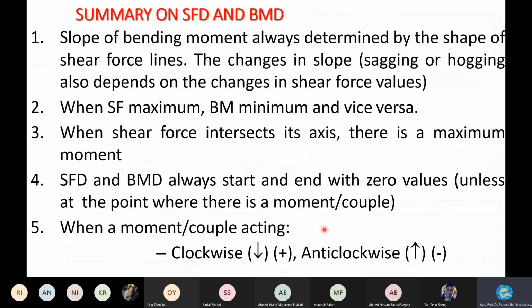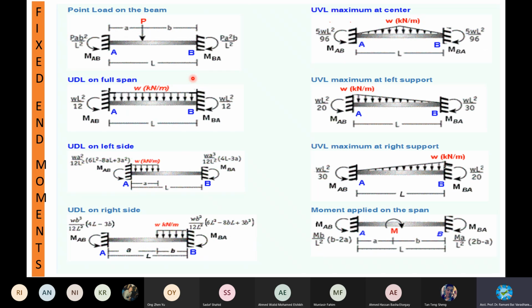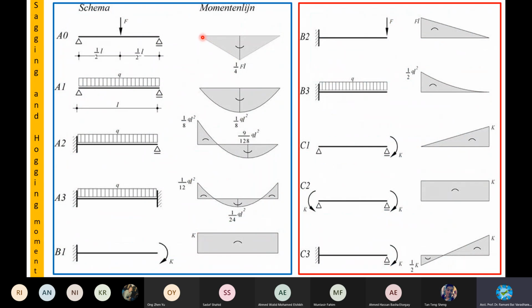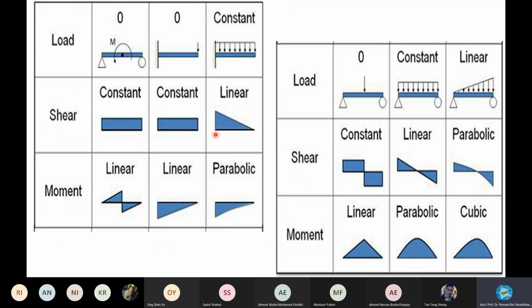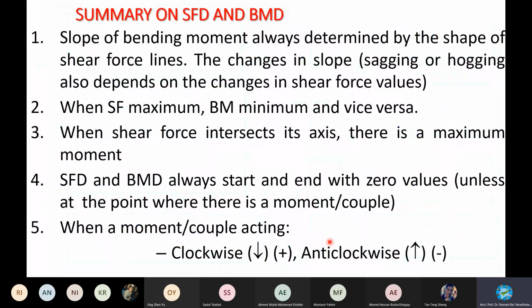Right. Summary. At last, the summary before we go for calculation. The summary is like this. The slope of the bending moment diagram is always determined by the shape of the shear force diagram. Let's see, I will give some more examples later.